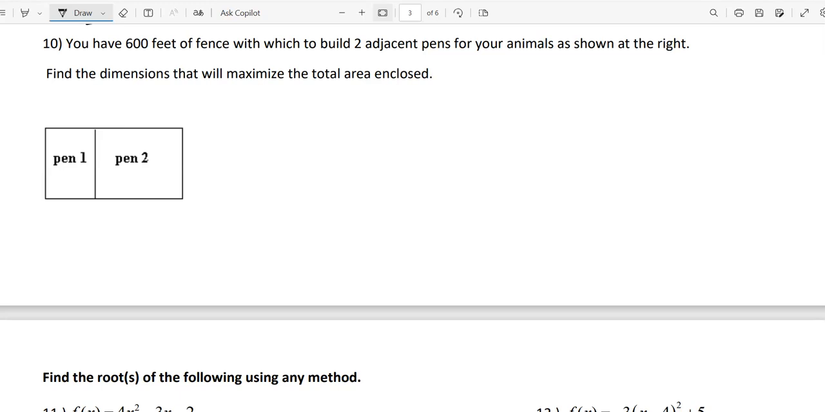You have 600 feet of fence. Are we ready? You have 600 feet of fence with which to build 2 adjacent pens for your animals as shown. Find the dimensions. What are dimensions?